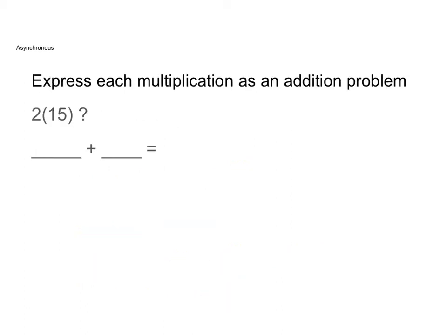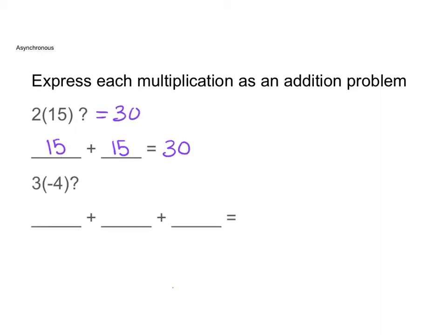So let's go ahead and express each multiplication problem as an addition problem. So here I have 2 groups of 15. So that means I have 15 plus 15. So that equals 30. So 2 times 15 is 30. So now let's look at my next problem. So I have 3 groups of negative 4. So I have negative 4 plus negative 4 plus negative 4. Well, what would 3 groups of negative 4 be? That would be negative 12.